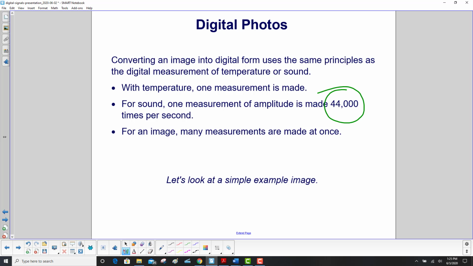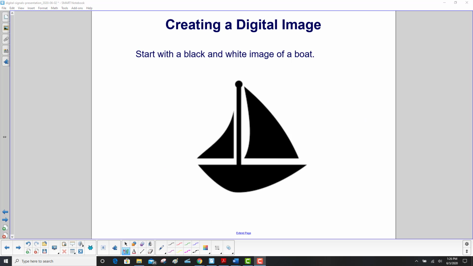Now for an image, many measurements are made at once. Why? What's different about images? Well, we're going to cover that in the next few slides. We'll start with black and white. And don't worry, we'll move on to color.